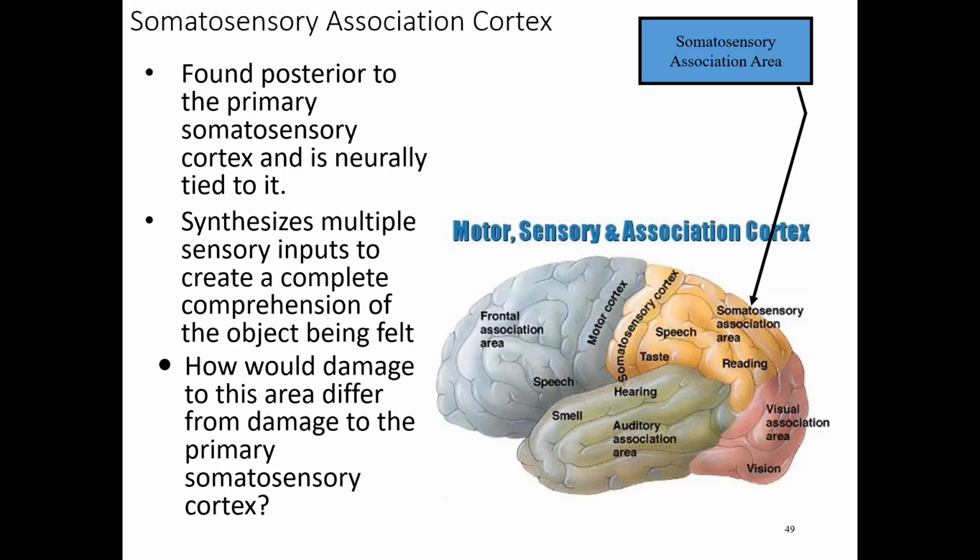So the association area allows you to tell what you're looking at. The sensory area has to bring the input there. All the sensory area does is receive the input from the sensory receptors by way of the thalamus. Once you get that input, then you can process it and figure out what it is.